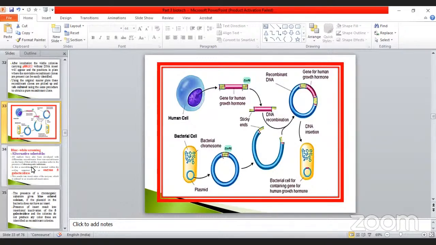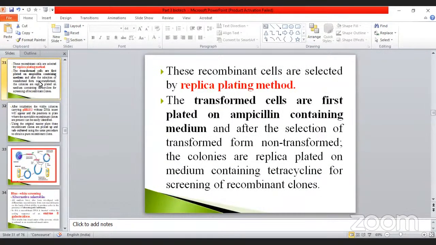Okay. We will see. So today, what we are going to discuss is already on our board. What is the replica plating method? The replica plating method is used for selecting recombinant cells. That means, how will you select a recombinant cell? With the help of this method, called the replica plating method.